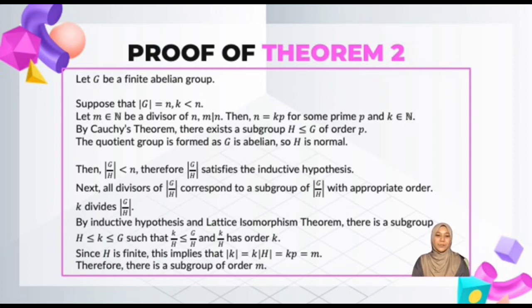By the inductive hypothesis and the lattice isomorphism theorem, there is a subgroup K such that H is less than or equal to K less than or equal to G, such that K over H is less than or equal to G over H and K over H has order k. Since H is finite, this implies that the order of K is equal to k times the order of H, which equals kp, which equals m. Therefore, there is a subgroup of order m.